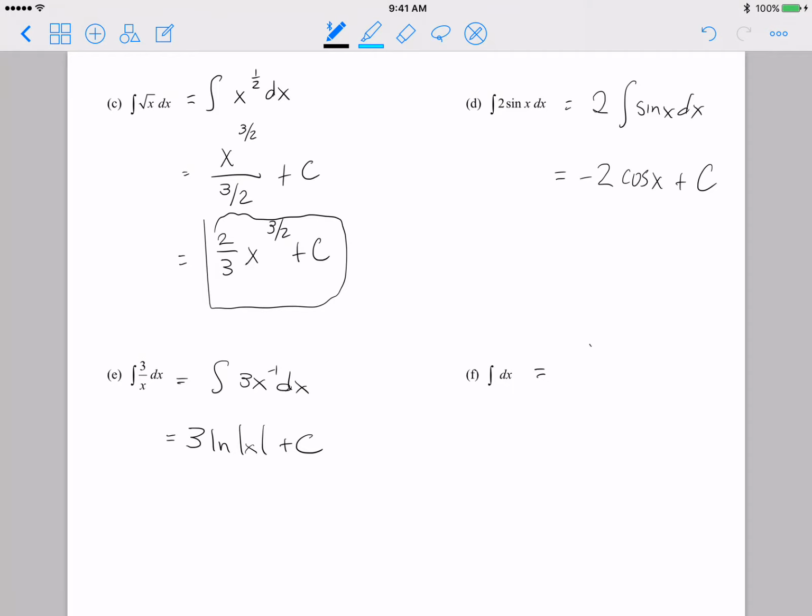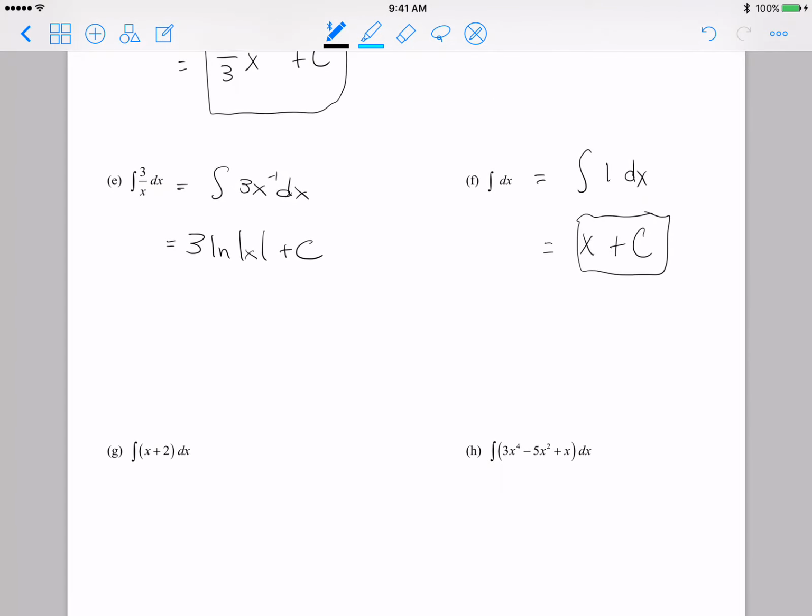Okay, example F, we have the integral of just dx. Another way to think about that is just the integral of 1 dx. If you think, what is a function whose derivative is equal to 1? That, of course, would just be x. So the answer here would just be x plus c. Don't get confused by that one. It's not meant to be confusing. We just need to do one like that so that you can see how to handle that.